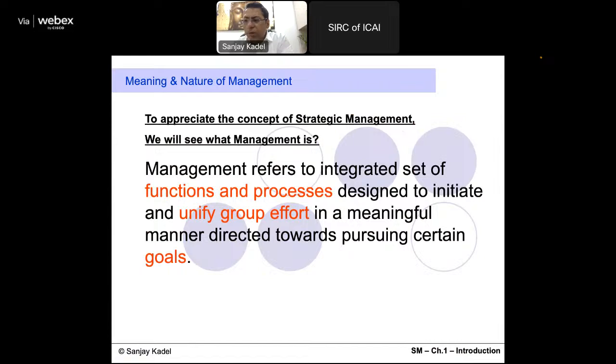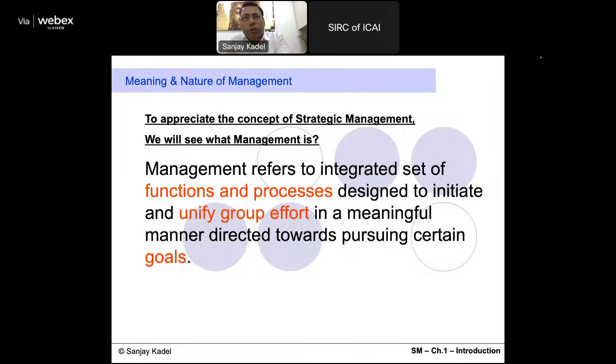An organization consists of more than one person. So when these people join together and their efforts are unified in a meaningful manner for achieving certain goals and objectives of the organization, then we call that integrated set of activities management. So to repeat, management refers to an integrated set of functions and processes designed to initiate and unify group effort in a meaningful manner directed towards pursuing certain goals.